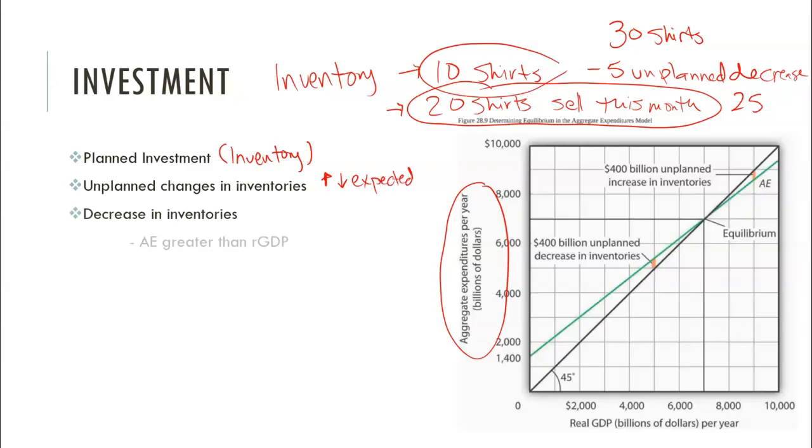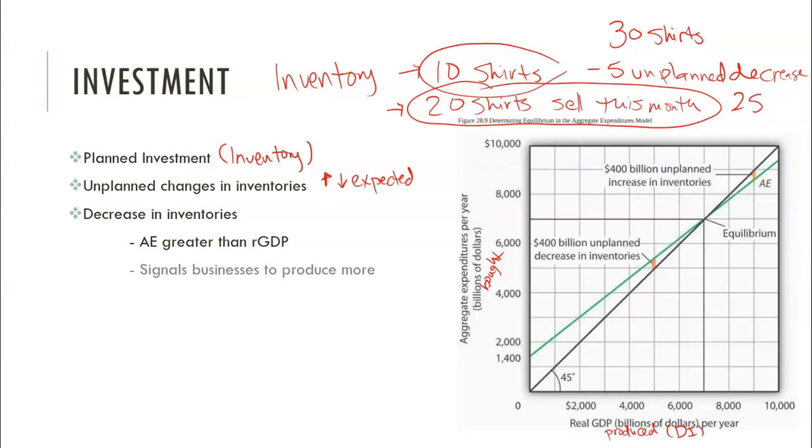So a decrease in inventory means that our aggregate expenditure is greater than our real GDP. In this case, aggregate expenditure is how much stuff people bought, and real GDP down at the bottom is going to be how much stuff was produced, or disposable income, if you're using income approach versus expenditure approach. When this happens, it signals to businesses that they need to produce more.